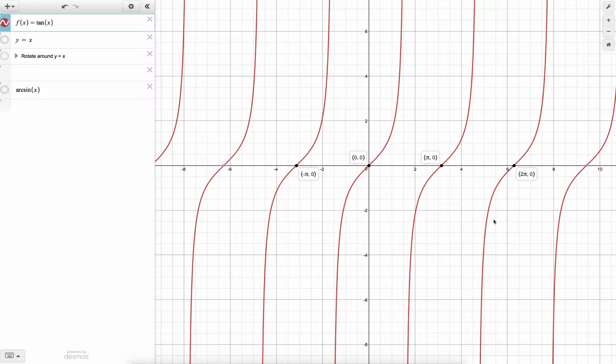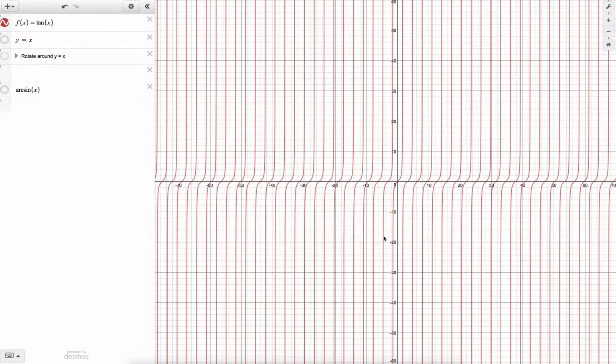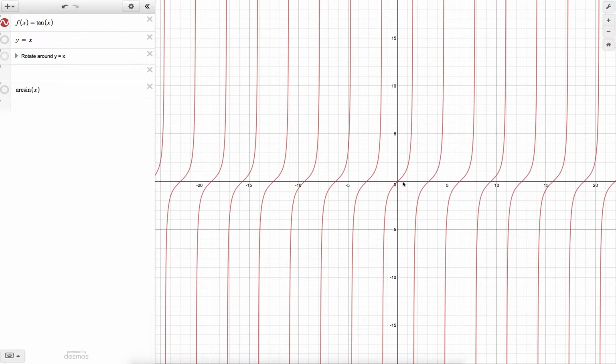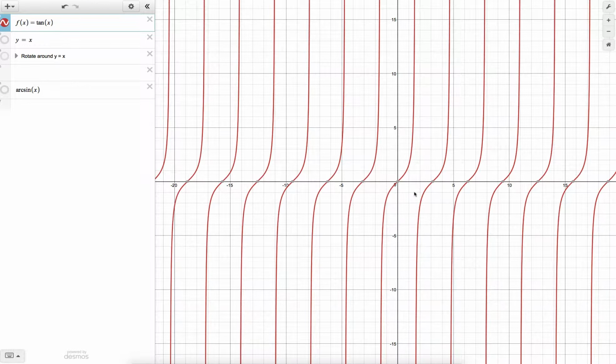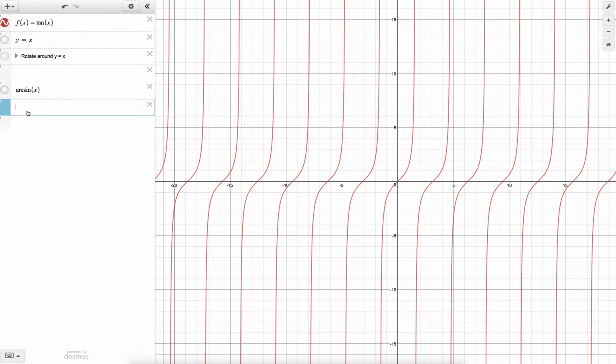But what I really would like is to include every possible output. I'm zooming out here so we can see that our outputs really are everything. We have every possible output. It goes up to positive infinity and down to negative infinity. One of the things that I do know about the tangent function is that it has a vertical asymptote at the line x equals pi over 2.